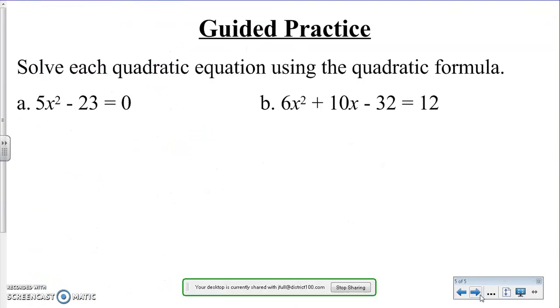Okay, go ahead and try the next two. I will point out this. If you're missing that middle term, you can do it like this. Okay, so that might help you out a little bit. Put a 0x in there.